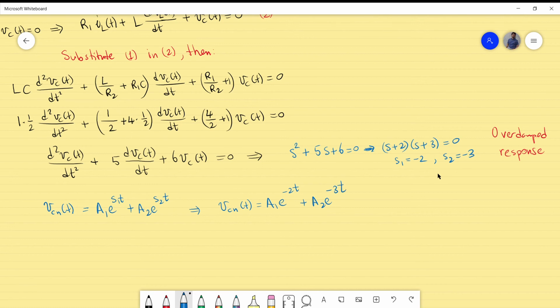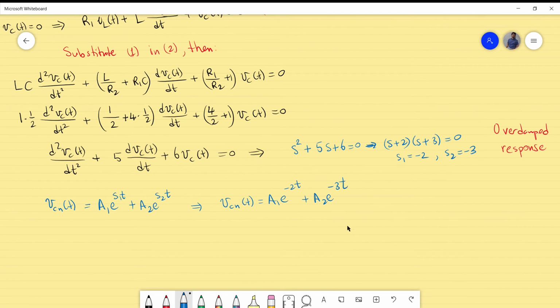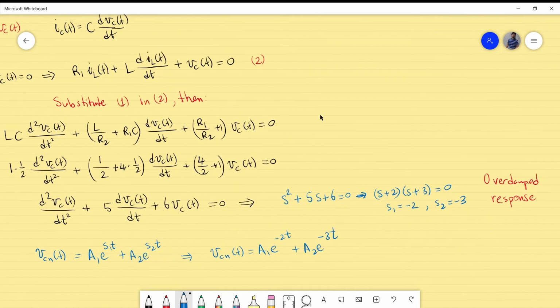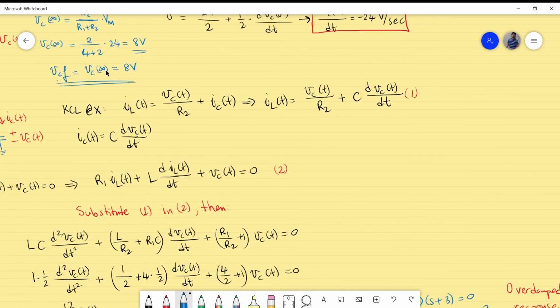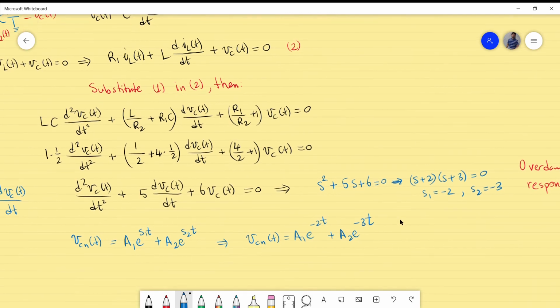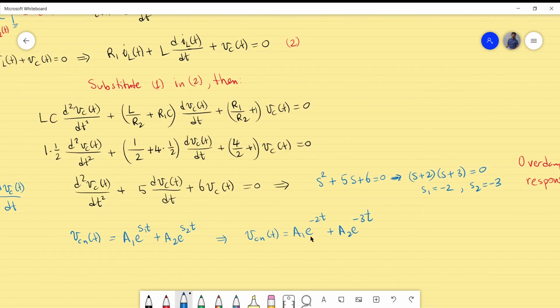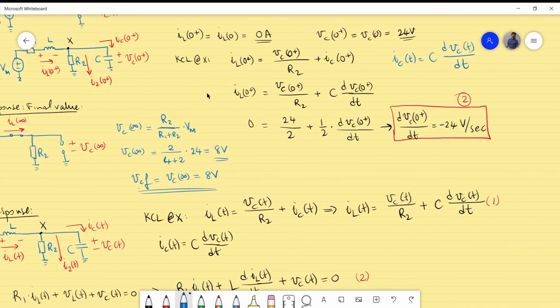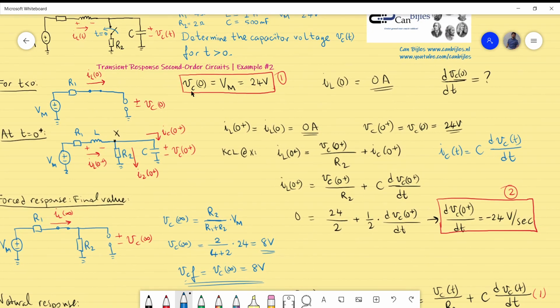Now, since we require the total solution, that is the combination of the forced response and the natural response. The forced response we already determined here, that is 8. So this, 8, plus the natural response will give us Vc as a function of time, which is the required value. But we need to determine A1 and A2. And how do you determine A1 and A2? You use the initial conditions we determined in the first step.